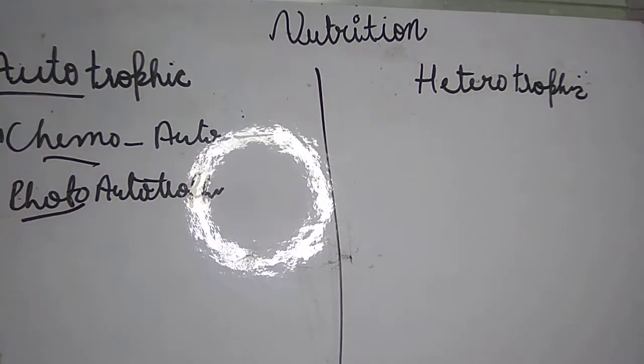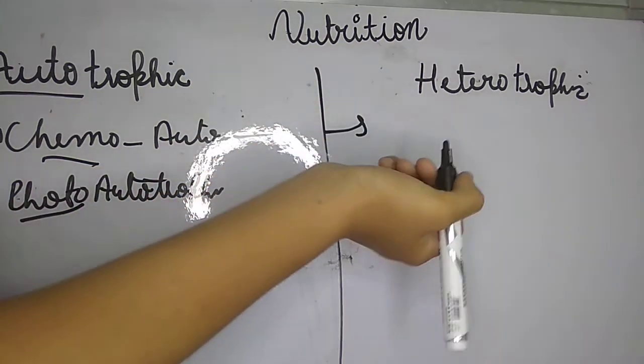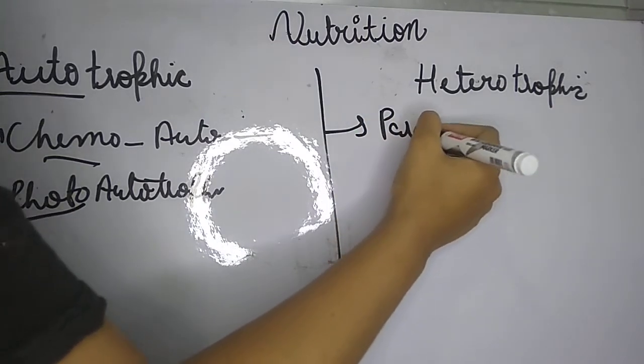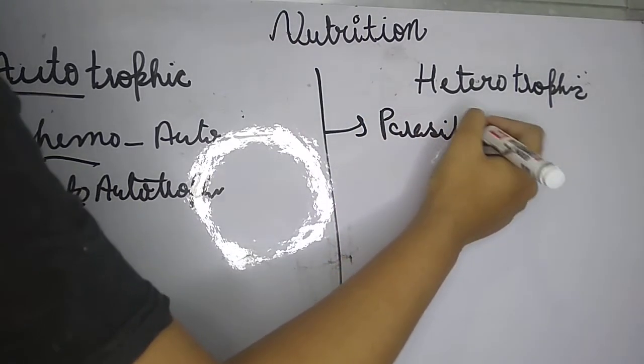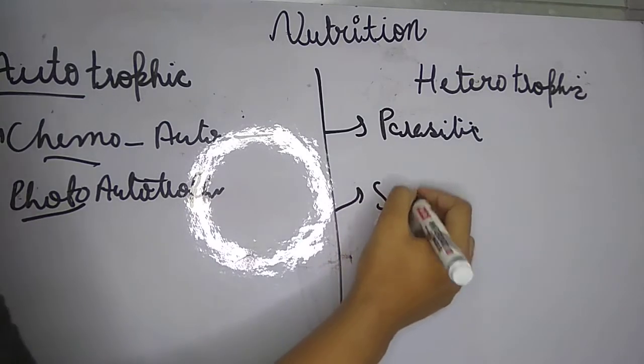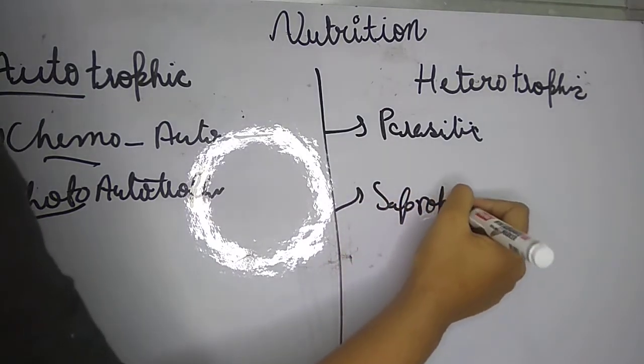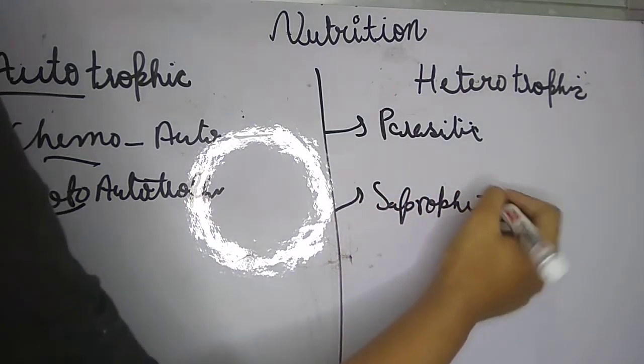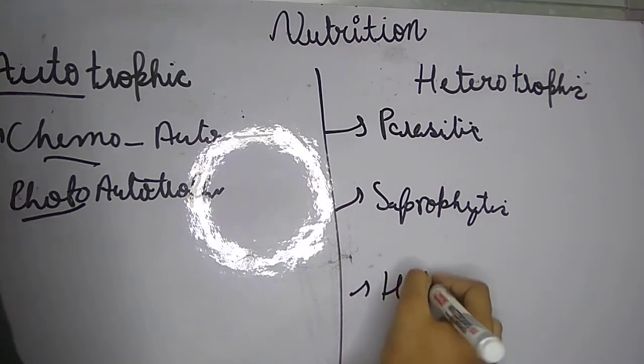Now we have heterotrophic nutrition, the nutrition in which organisms cannot make their own food. It is again of three types: parasitic mode of nutrition, saprophytic, holozoic.